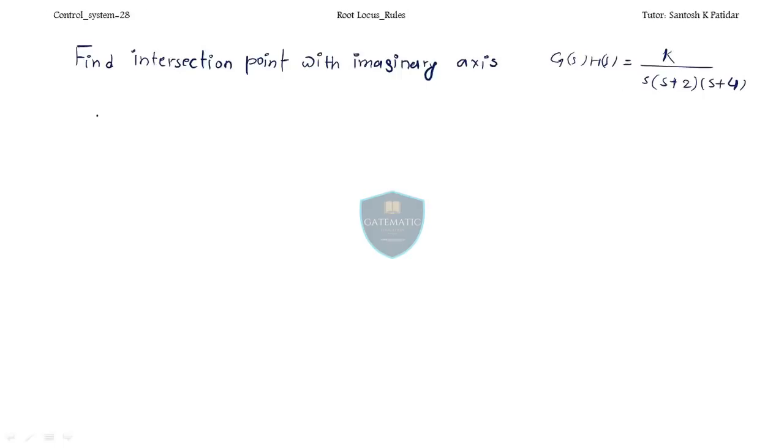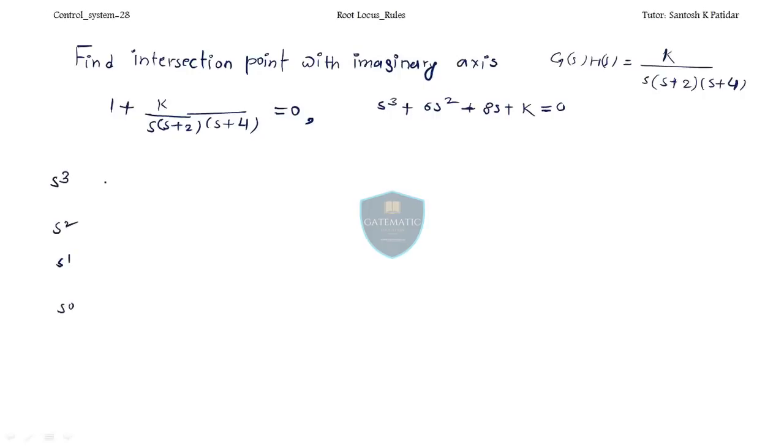The characteristic equation is 1 plus K divided by S, S plus 2, S plus 4 equal to 0. So, when you solve it, you will find S cube plus 6 S square plus 8 S plus K equal to 0. This is your characteristic equation. Okay. Now, we have to form the RH table. So, S cube, S square, S1, S0.